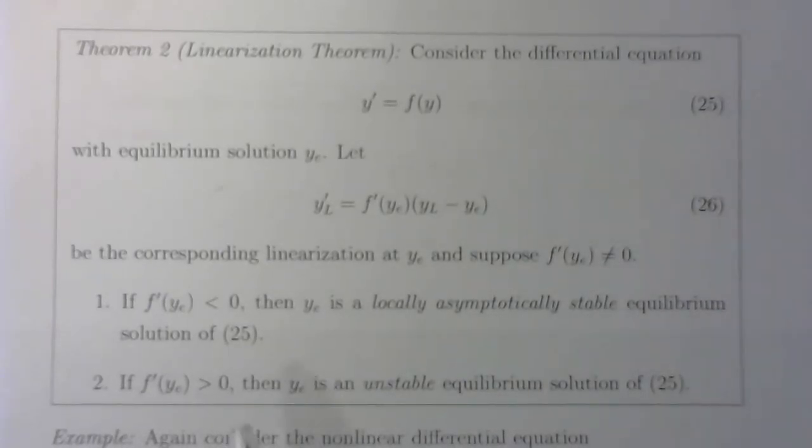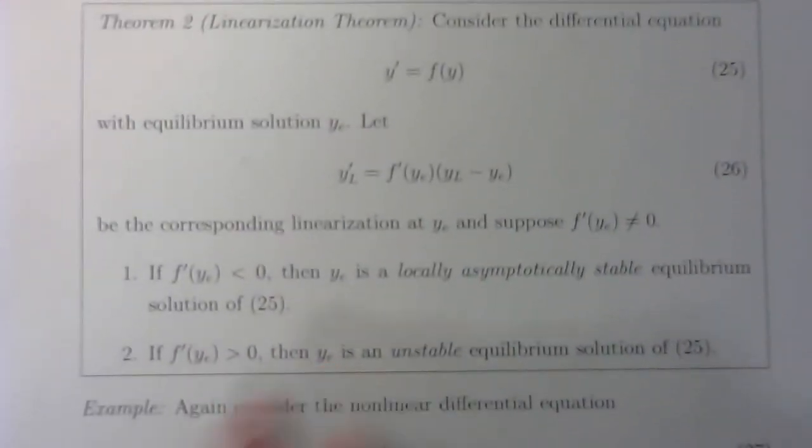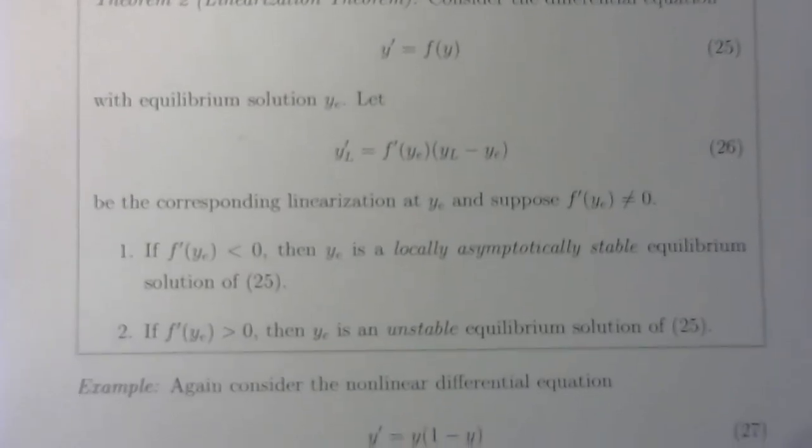So if f prime is less than 0 at the equilibrium, then the equilibrium should be locally asymptotically stable. We'll never be able to say something global because, of course, linearization in and of itself is a local concept. And the second part says, what if f prime at the equilibrium is greater than 0? Then we have an unstable equilibrium, right? We have an exponential function with a positive exponent that blows up. Okay, I hope that's clear.